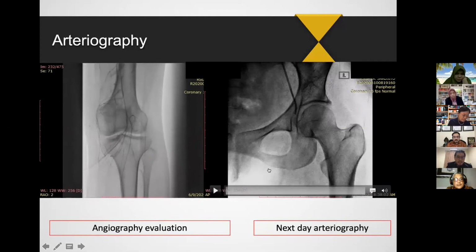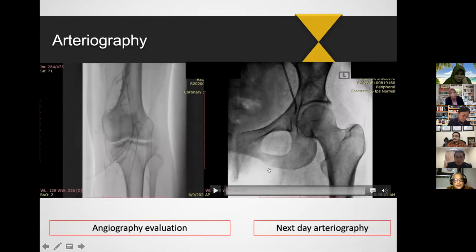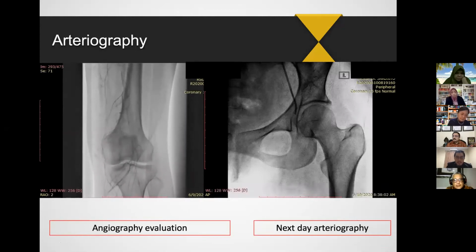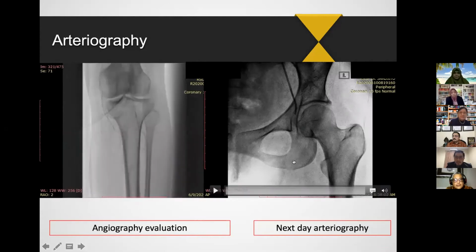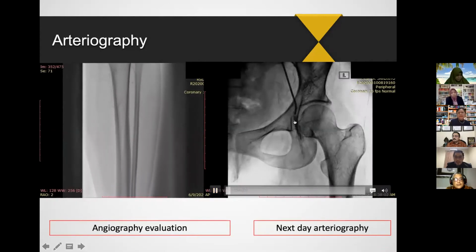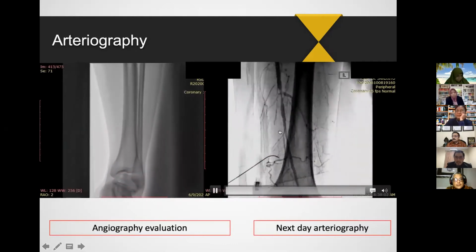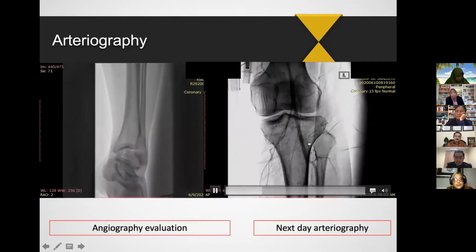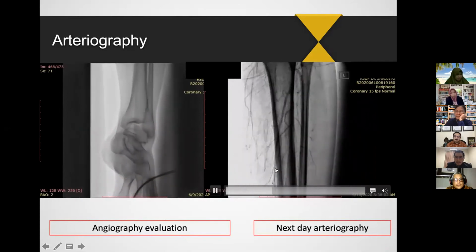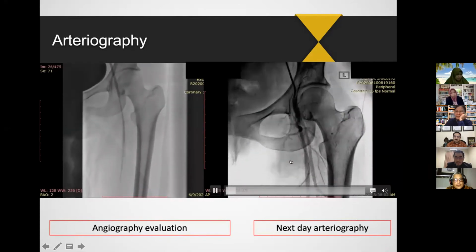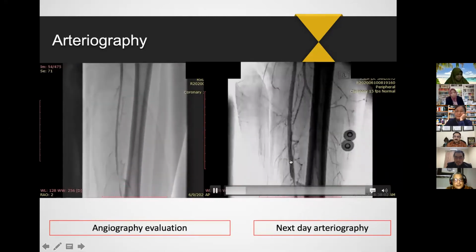We thought that we had to perform arteriography again the next day to confirm whether this is spasm or not. Then we can see here that the vessel is bigger but there is still spasm. But we can see that the flow is very good, reaching the distal.